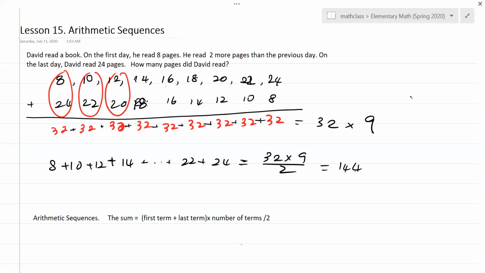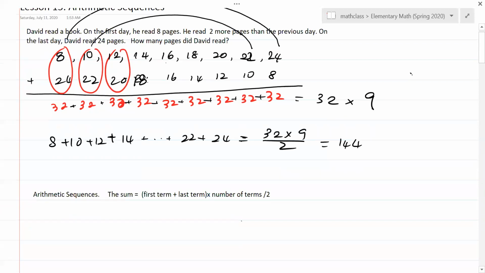Now, you notice that, okay, 8 plus 24 is the sum of the first term and the last term, right? Then 9 is the number of terms. 32 is the sum of the first term and the last term, okay? Or you can also say the second term and the term before the last term. That's okay, the same number, right? So you will see that this is going to be the same, right? So the sum of the first term and the last term.